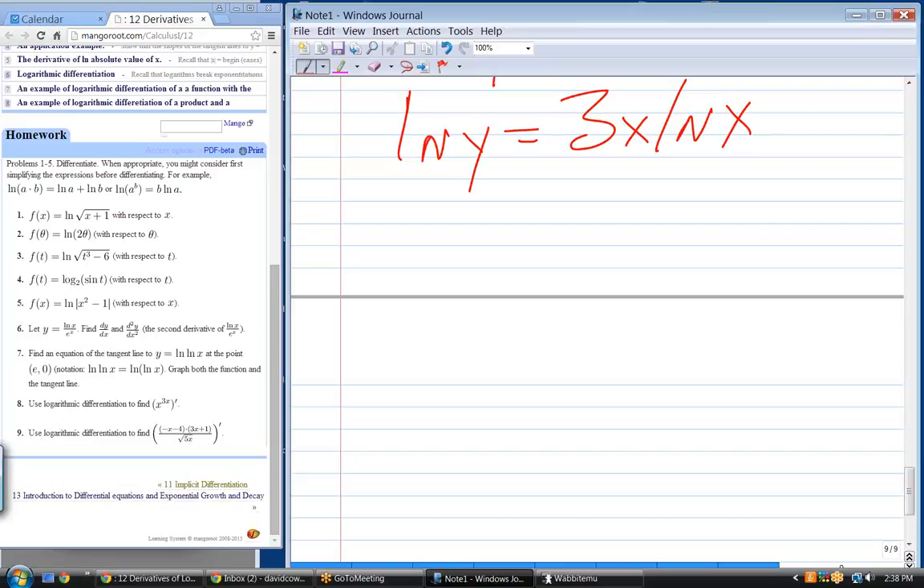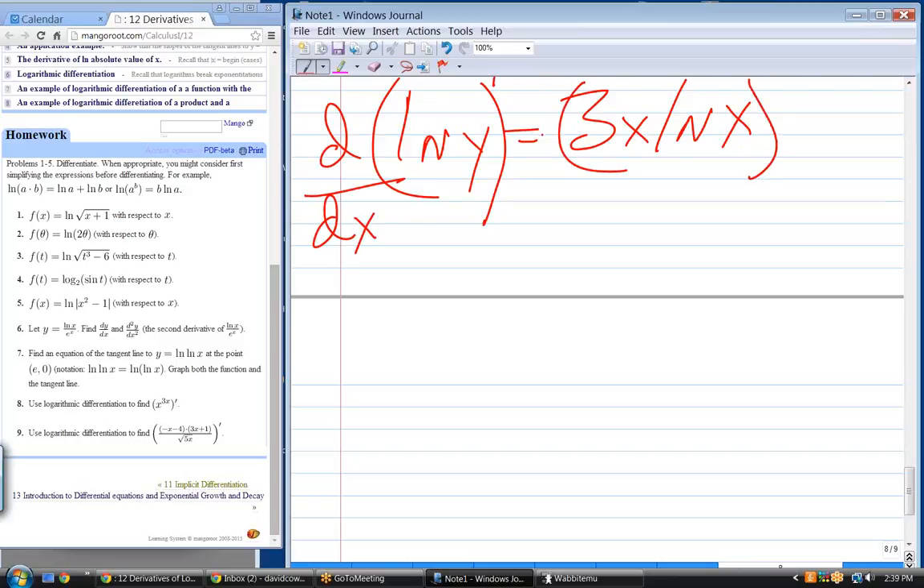Okay. Now we have an algebraic equation. And I'm going to differentiate both sides. What's the derivative of the left side with respect to x? In other words, here's what I'm doing. I'm going to take the derivative of that with respect to x, and I'm going to take the derivative of this with respect to x. So what's the left side? It'd be 1 over y times dy over dx.